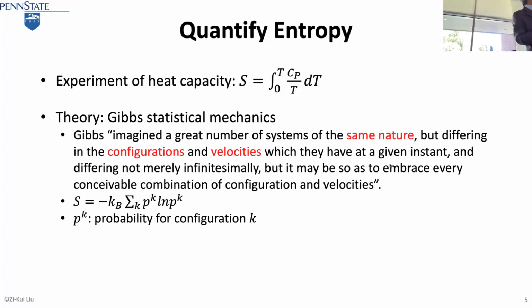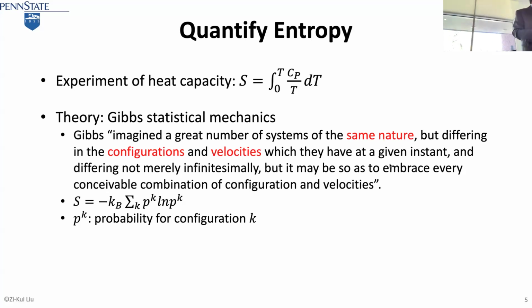Okay, this sentence is very important because he wrote that in his introduction. Even today, many people don't realize the sentence he wrote. He said, imagine a great number of systems of the same nature. It's the same mass, same volume, same temperature, whatever. But they only differ by configuration. That means they are arranged a little differently, and maybe in velocity, because temperature is motion. Right? That's it. Then put them together, you can get a probability.